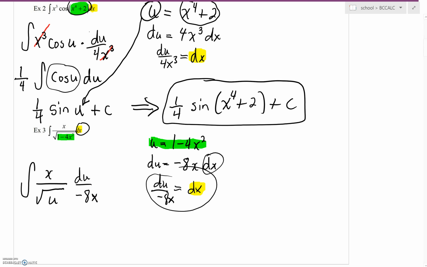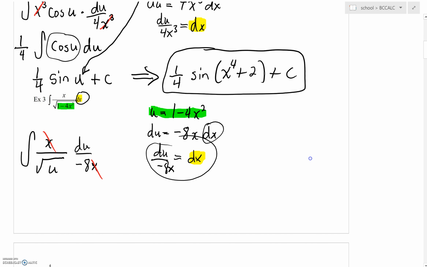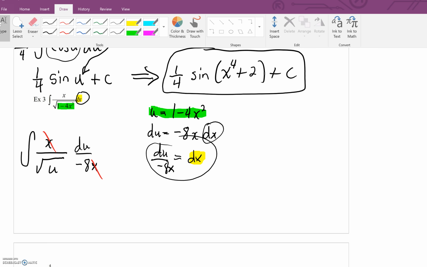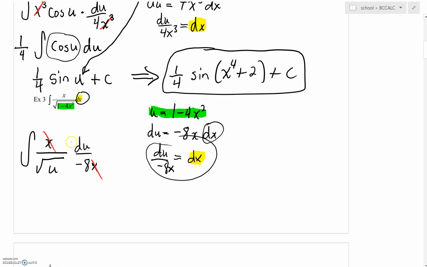Why is that so important? You need that. You want your x's to cancel out. You see, ultimately, you don't want to be left with an integral with two variables. You just want to see in this step an integral in terms of u. Well, this is really a negative 1/8.